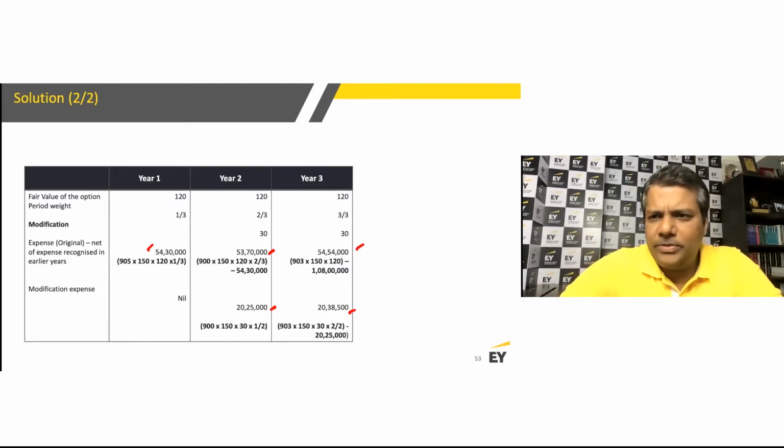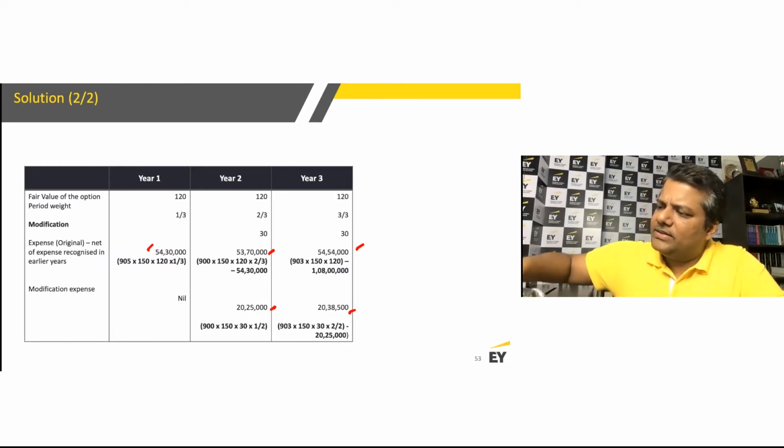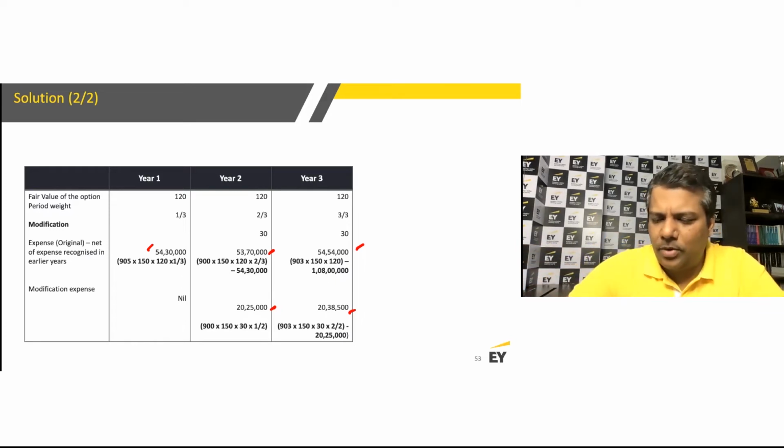I hope this is clear to you. Fair value of the option 120, 120. Then there's a modification benefit 30, 30, and that's how you end up recording it. So the modification benefit is recorded over the 2 year period.